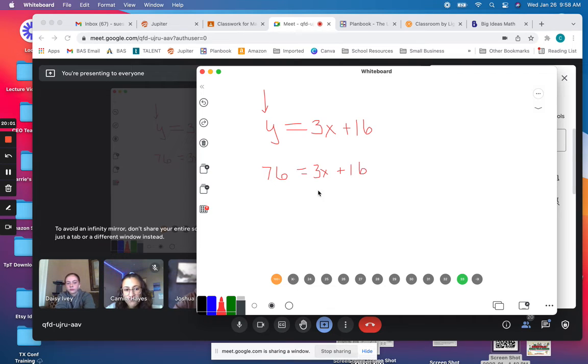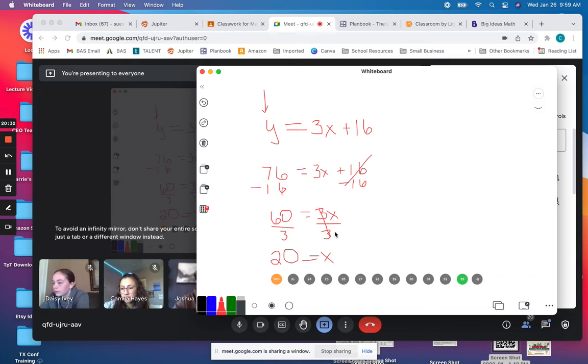And solve for x. So how do I get rid of stuff to solve for x here? You subtract 16 from both sides. Very good. So what's 76 minus 16? 60. Yep. Equals 3x. So how do I get the x by itself? Division, divide by 3. What is 60 divided by 3? 20. So then it takes 20 seconds for the bridge to rise to 76 feet.